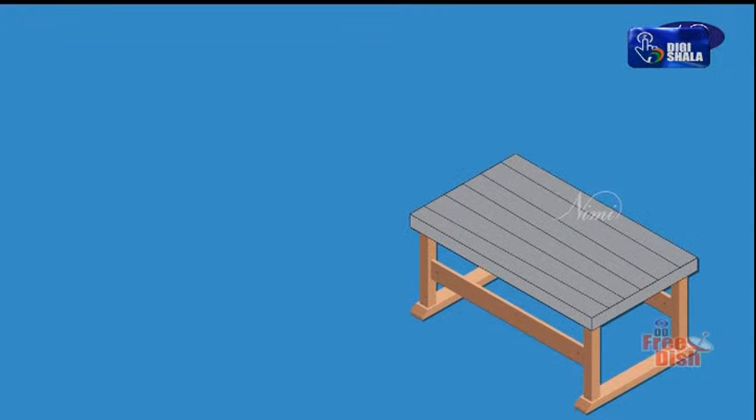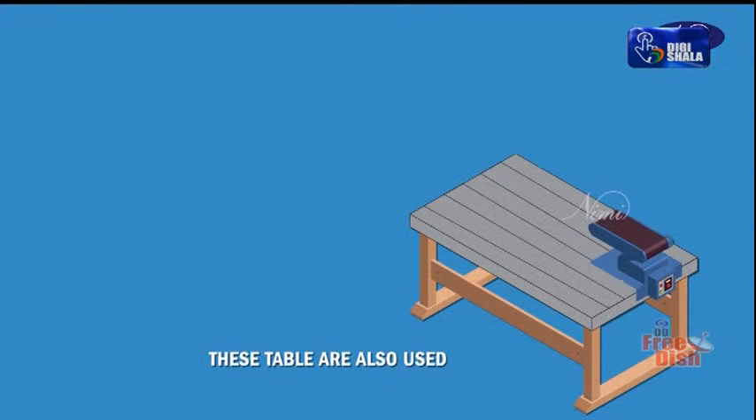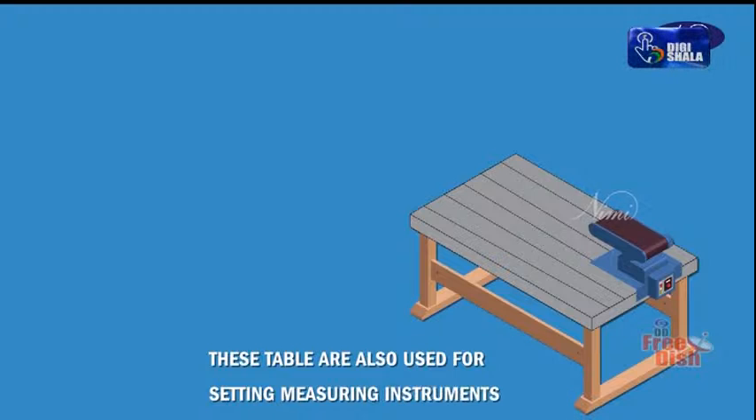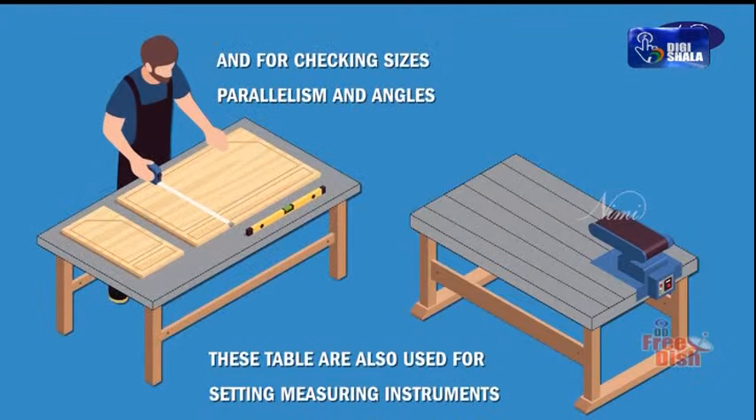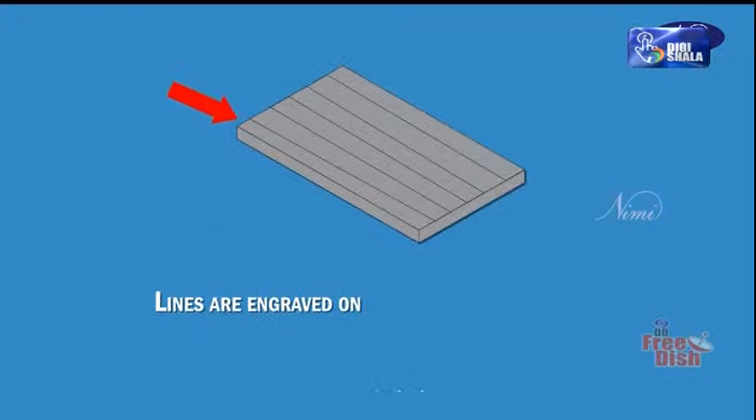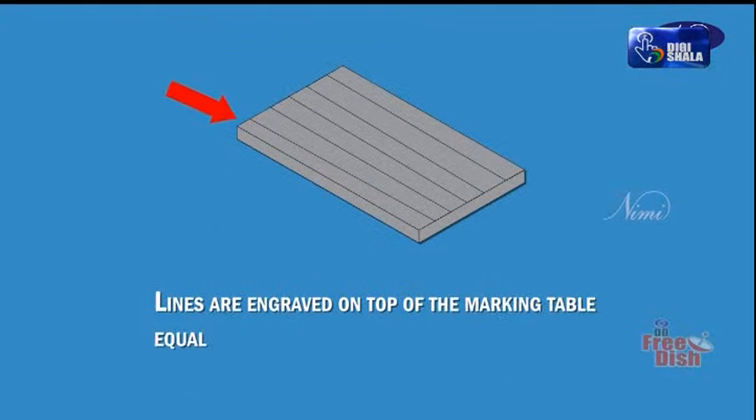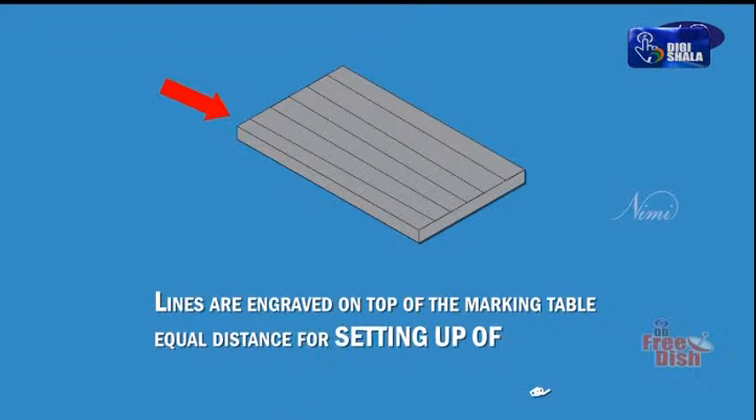These tables are also used for setting measuring instruments and for checking sizes, parallelism and angles. Lines are engraved on the top of the marking table at equal distances for setting up a job.